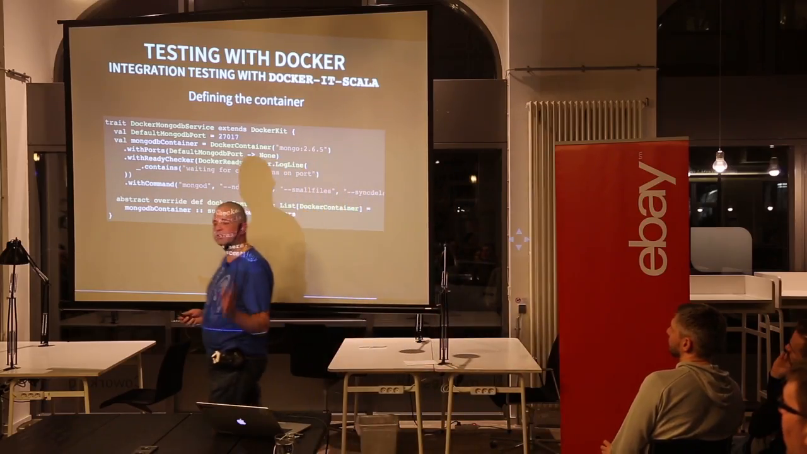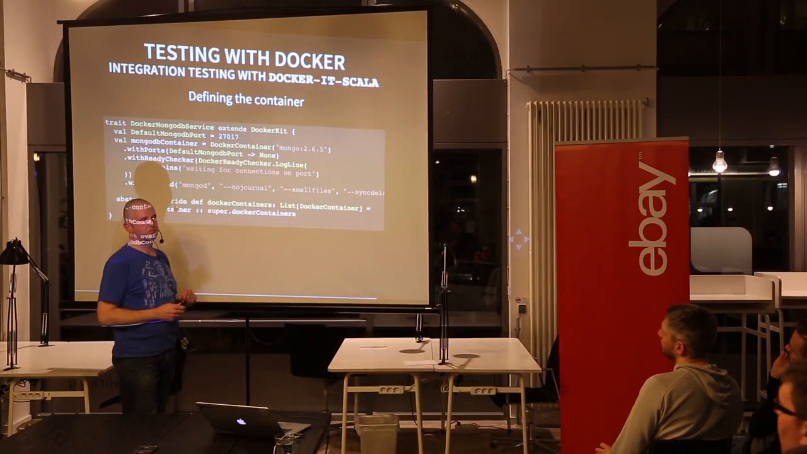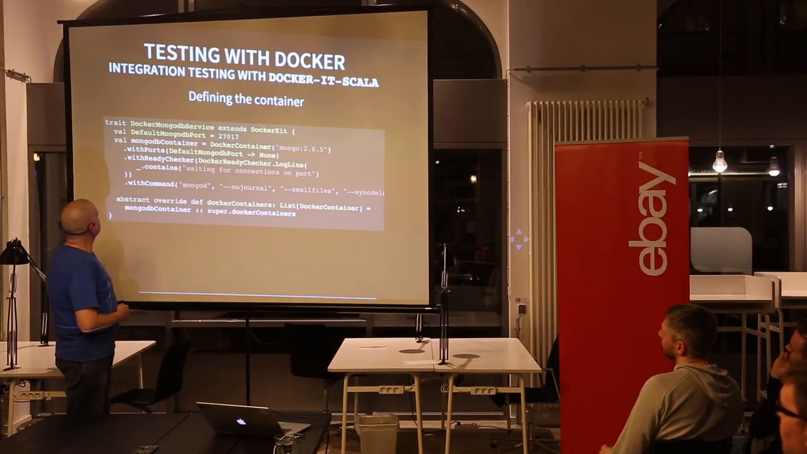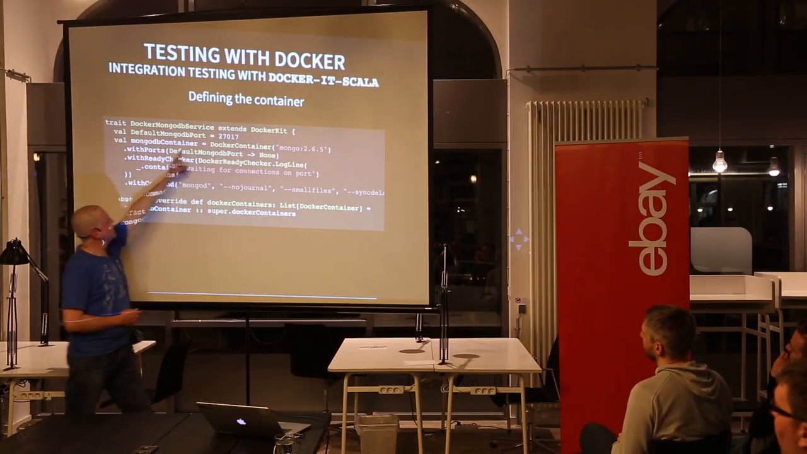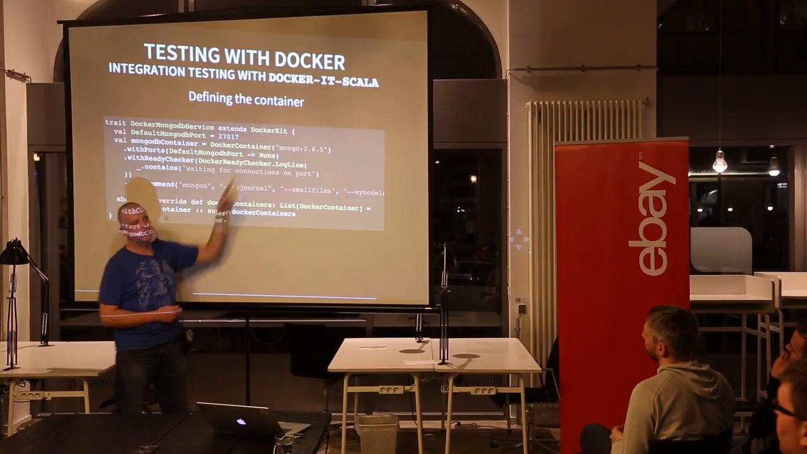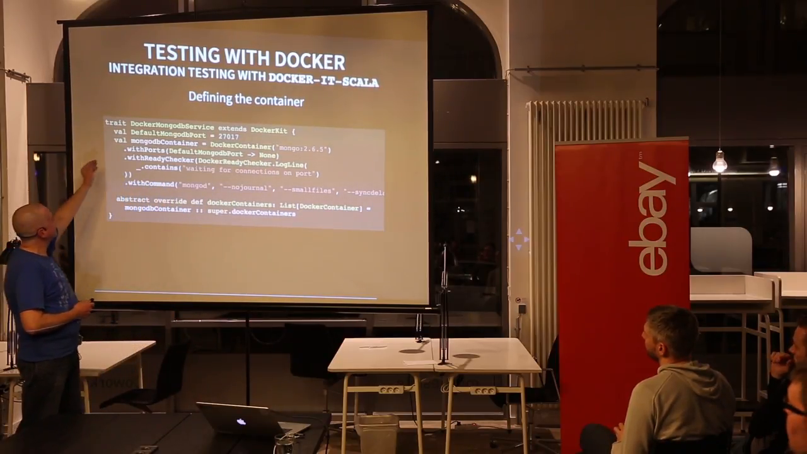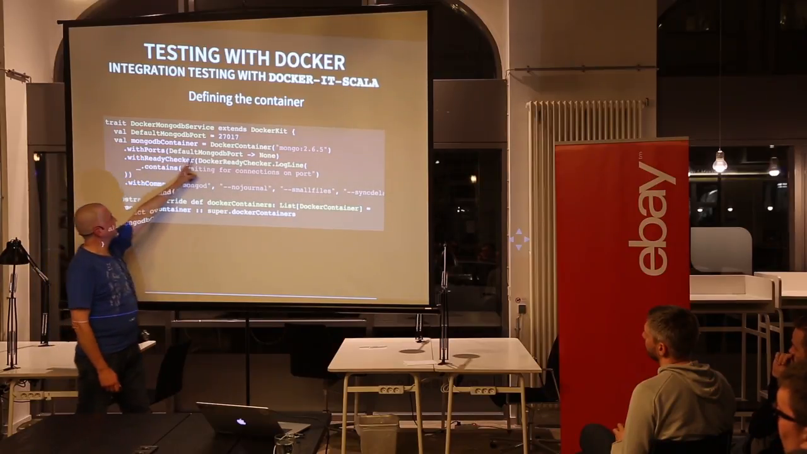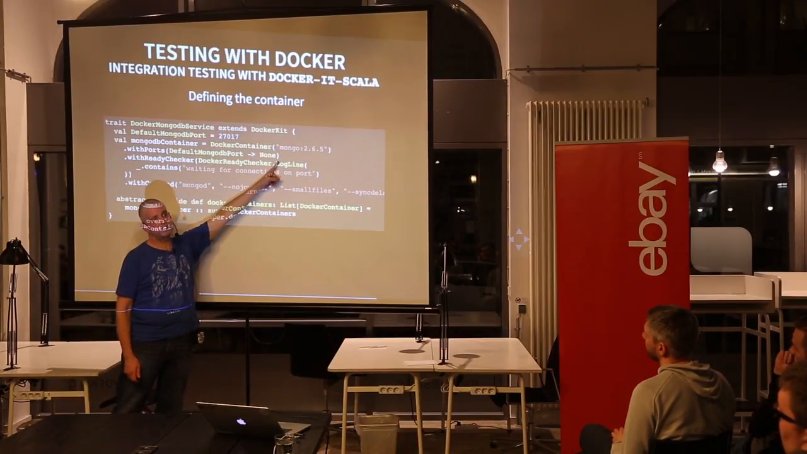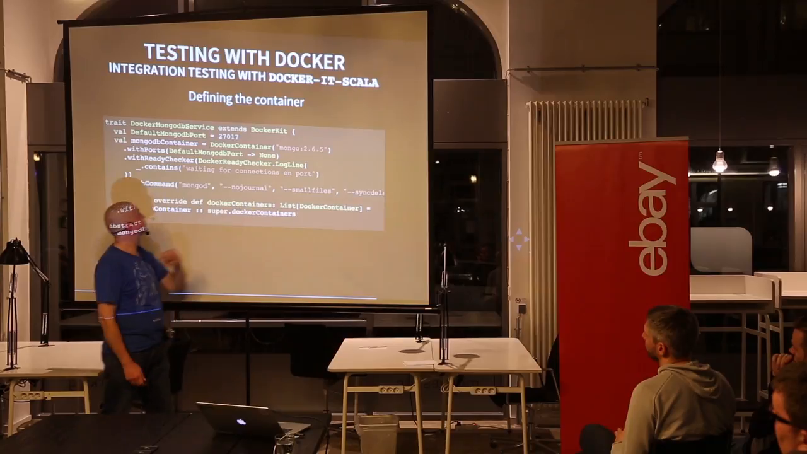So what that does is it basically allows you to define Docker containers inside of your integration test code. So take this example, okay? We have an application that depends on MongoDB, okay? So we create this trait and it extends something called Docker Kit. That's part of Docker IT test. And we're basically saying, well, I want to create a container based on this particular version of Mongo.